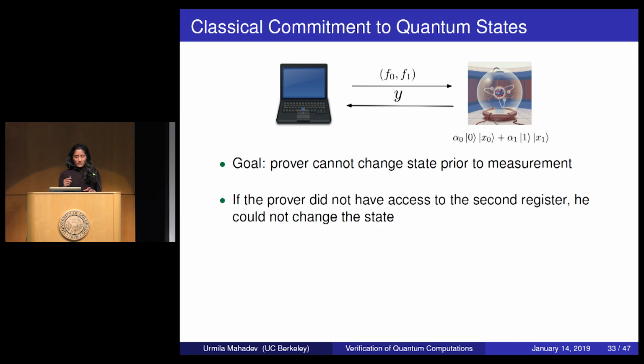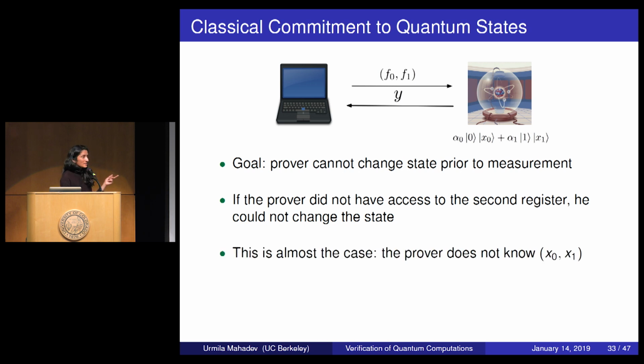Here's the intuition. The prover started out with this single qubit quantum state, and he expanded it into a much larger quantum state. So what if we could say something very strong? Like, what if at this point, the prover didn't even have access to that second register anymore? Then, because this is a large entangled state and he doesn't have access to a big chunk of it, he pretty much has no power to change the state. Now, this is almost the case because the prover does not know the two pre-images. He doesn't know x0 and x1. So it's almost like he has no access to the second register. So this is the intuition behind why this commitment protocol ties the hands of the quantum prover.